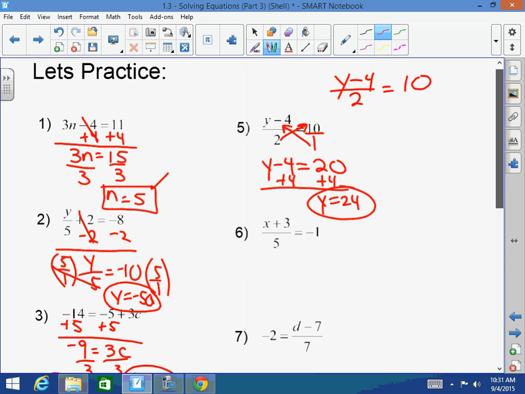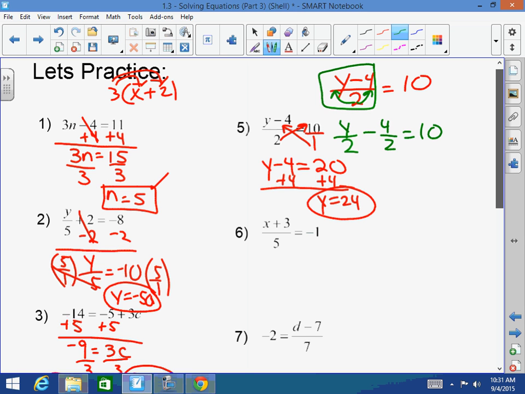No. Do you guys remember the distributive property of multiplication? If I have 3, for example, times x plus 2, I have to distribute that to everything inside. Well, there's also a distributive property of division. So if you wanted to break this part down into individual fractions, my man, you would do the following. This 2 goes to the y and to the 4. So it'd be y over 2 minus 4 over 2 equals 10. And then that 4 over 2 becomes a negative 2, but then it becomes a little bit more complicated. So for me, I suggest just cross multiplying.